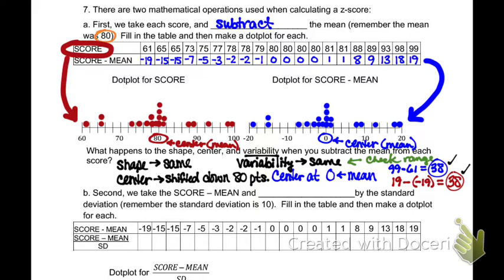All right, so that's one operation that was happening there. We subtracted. What was the other operation that we were doing on the front side of this page? We didn't just subtract. Division. Division by what? The standard deviation. Yes. We divided by the standard deviation.